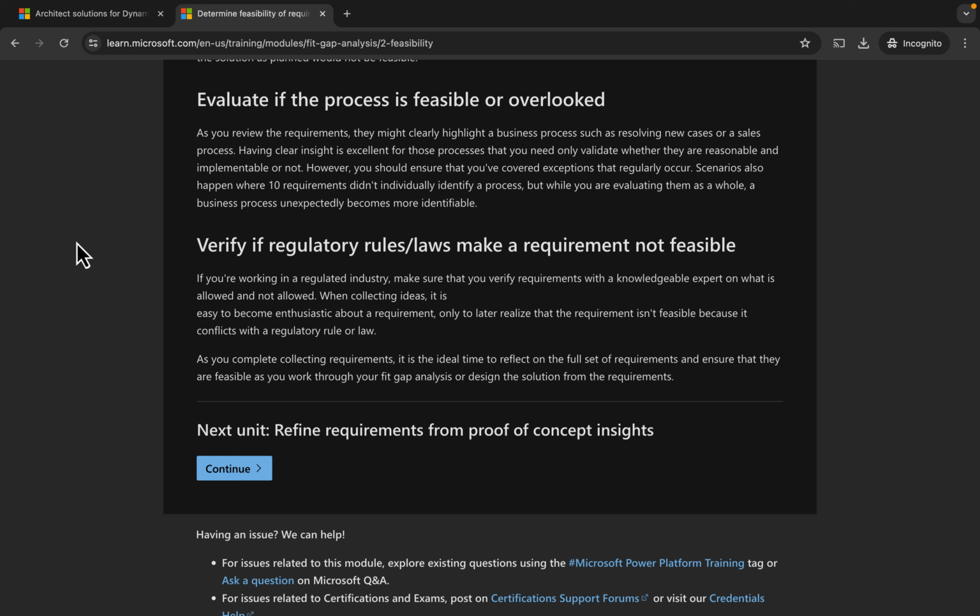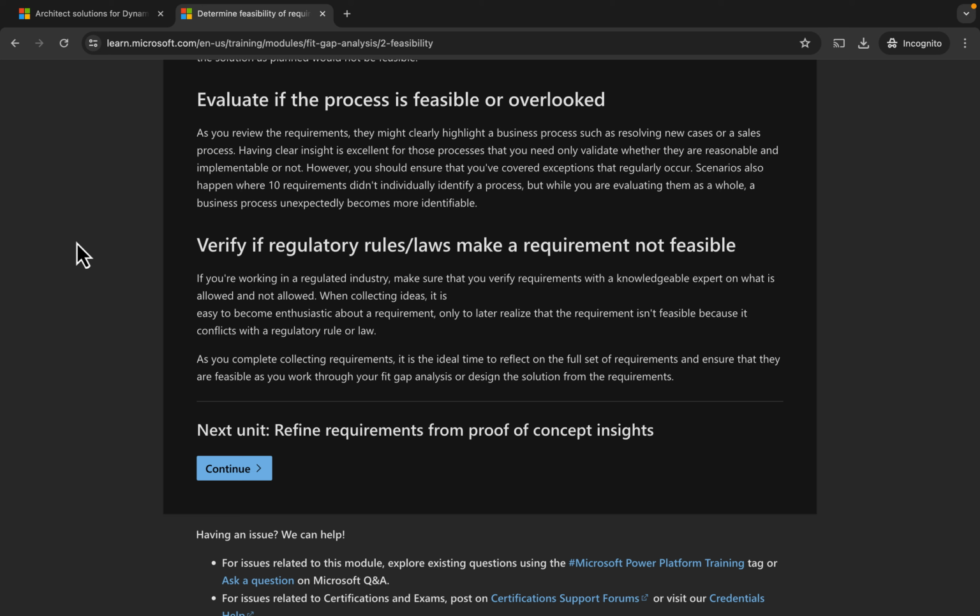As you review the requirements, they might clearly highlight a business process, such as resolving new cases or a sales process. Having clear insight is excellent for those processes that you need only validate whether they are reasonable and implementable or not. However, you should ensure that you've covered exceptions that regularly occur.